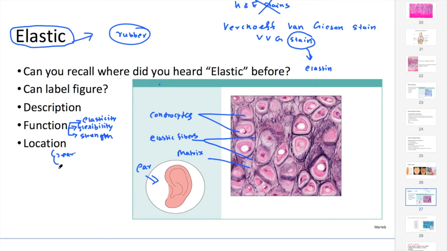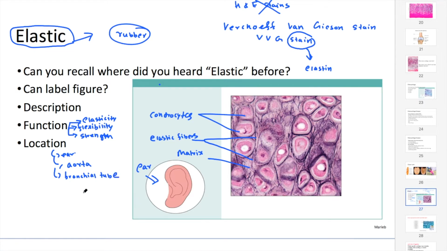So as I mentioned, you can find it in the ear. Where else can you find this? You can find it on the walls of large arteries like the aorta. You find it there, and you find this one on what do you call that? Bronchial tube. You can find this on a bronchial tube.